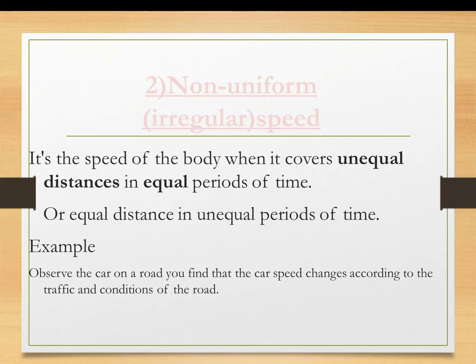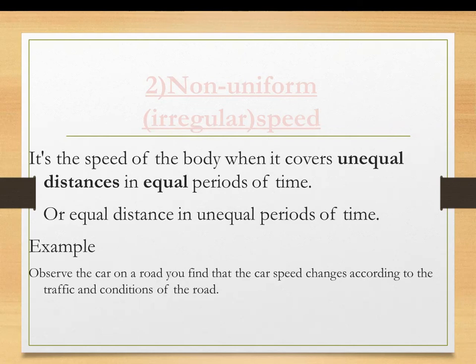We have another definition: equal distances in unequal periods of time. If we have a car that moves 10 meters in 1 second, then another 10 meters in 50 seconds, then another 10 meters in 35 seconds, the speed will not be equal. So it's non-uniform speed.